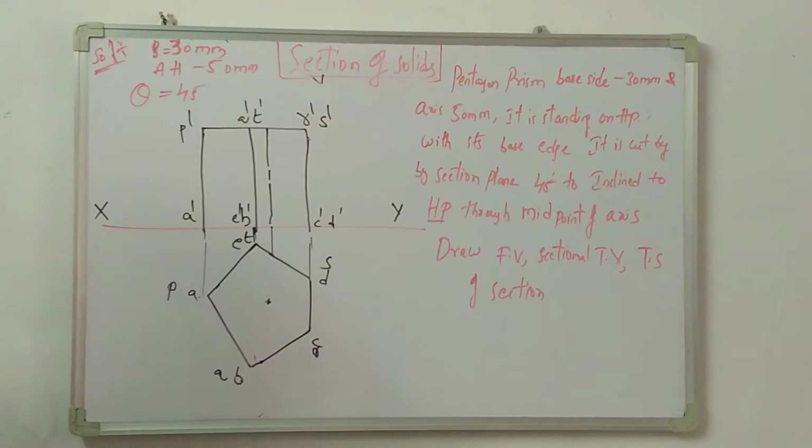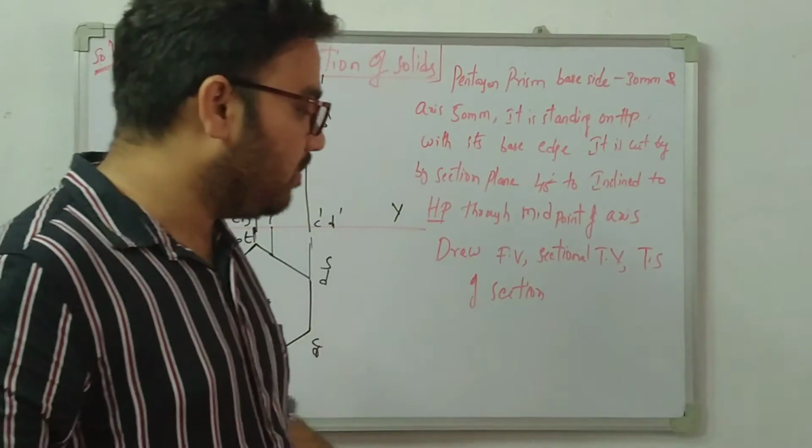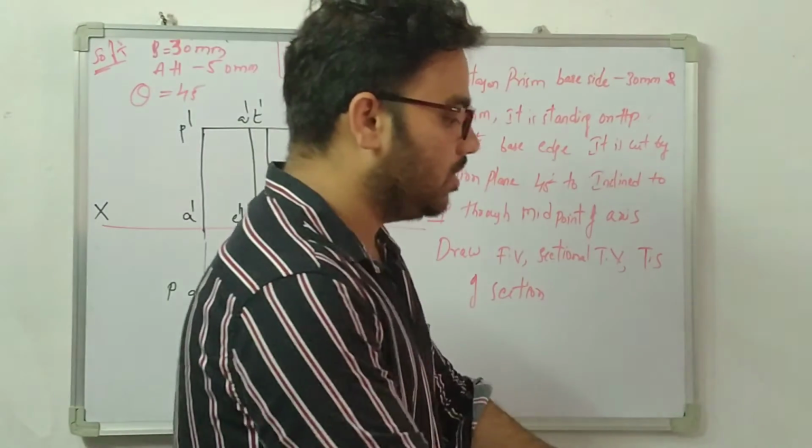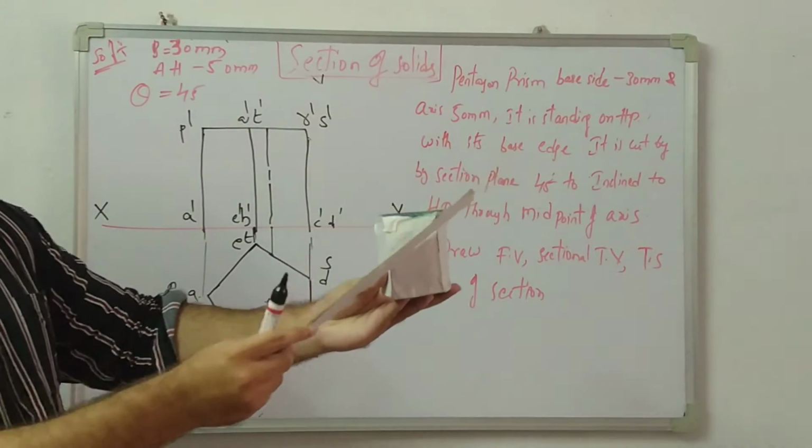Though these axes don't have any points. Now what is the condition? From here onwards the cutting plane is passing at 45 degrees. So this is the cutting plane. This is the condition. Now it started to pass like this.